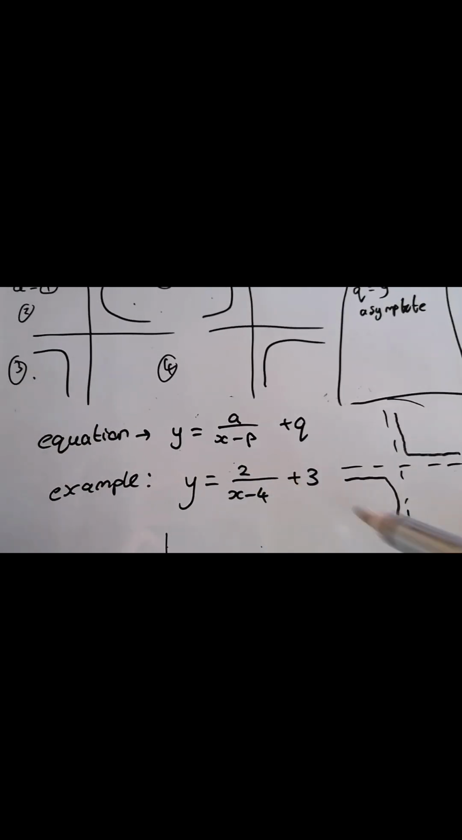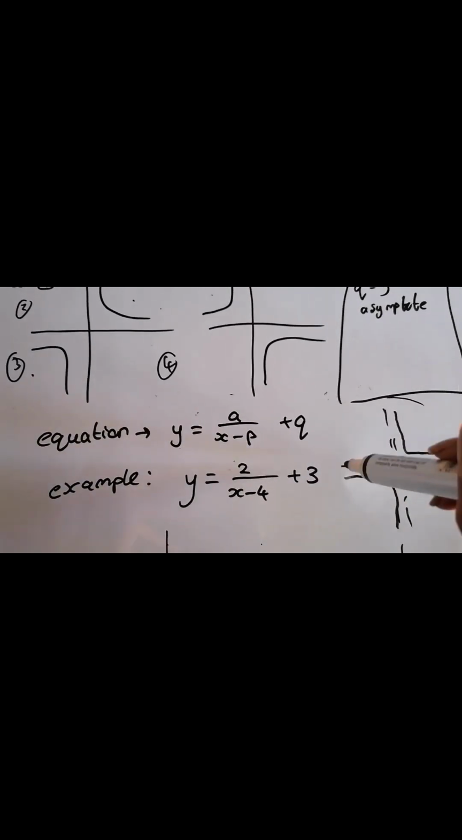So this P is your x asymptote. It's the one that's going to be going down like this, cutting the x-axis. This Q value is your y asymptote. It's going to be cutting horizontally like that. Let's take a look at an example.